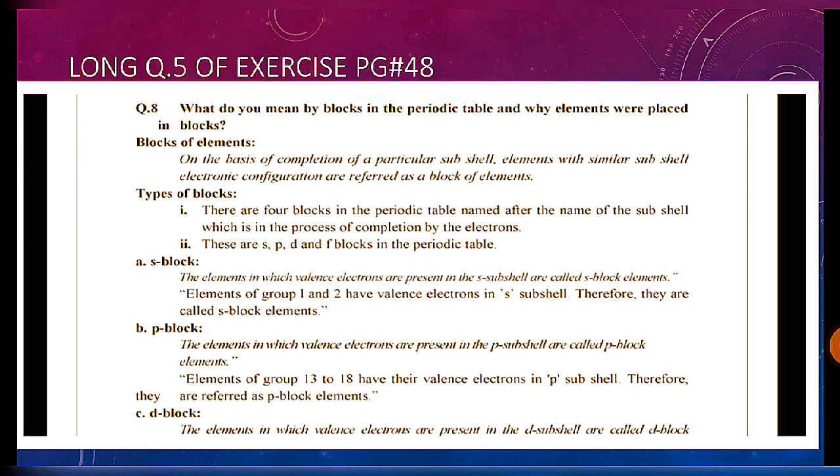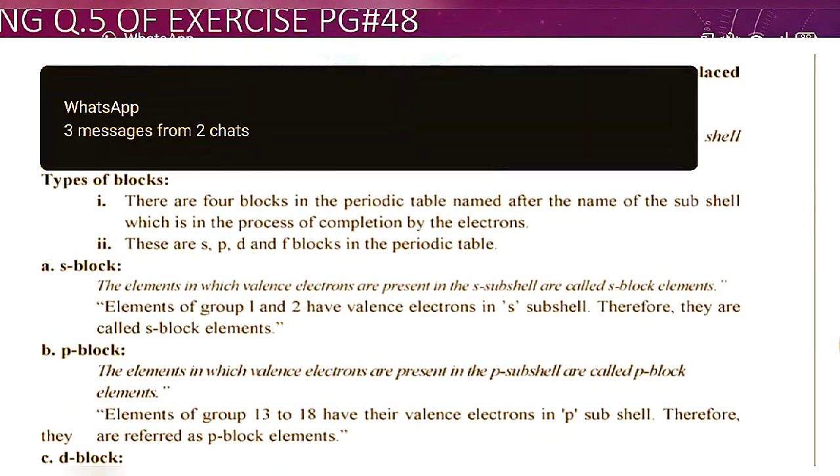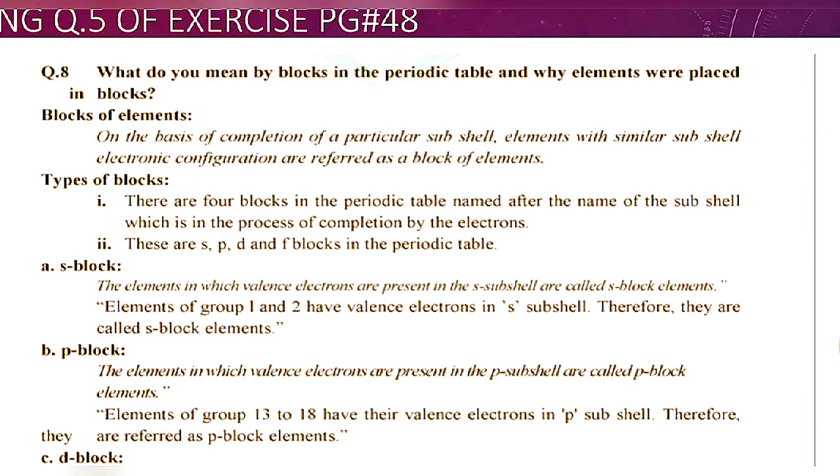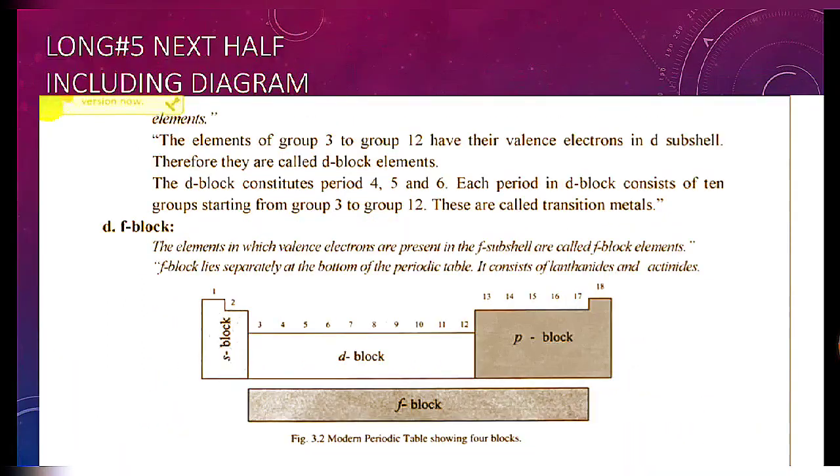So here are the headings. Because long question 5 on page 48 is in the form of a paragraph, you can write it here in the form of notes, and you can also write it as a long question in your neat notebooks with headings, because on page 48 they are mixed up. First we will write block of elements. Definition: on the basis of completion of a particular subshell, elements with similar subshell electronic configuration are referred to as a block of elements. Then types of blocks: s block, p block, d block, and f block elements. You should also draw a diagram with it, in the simplest form.